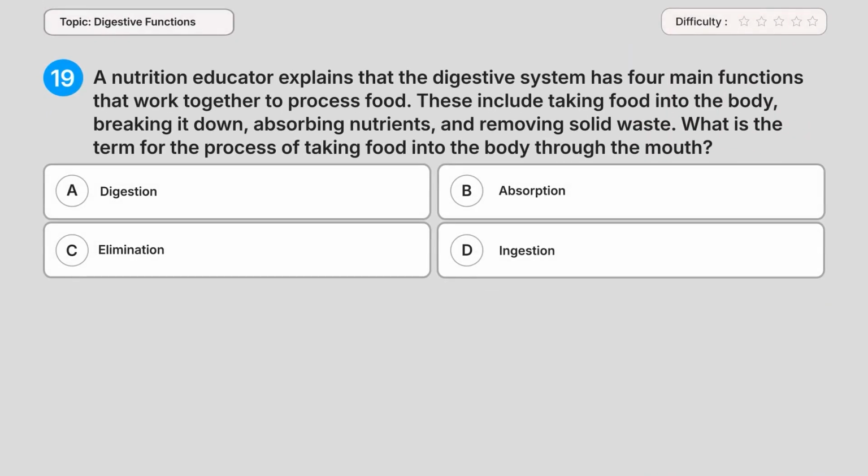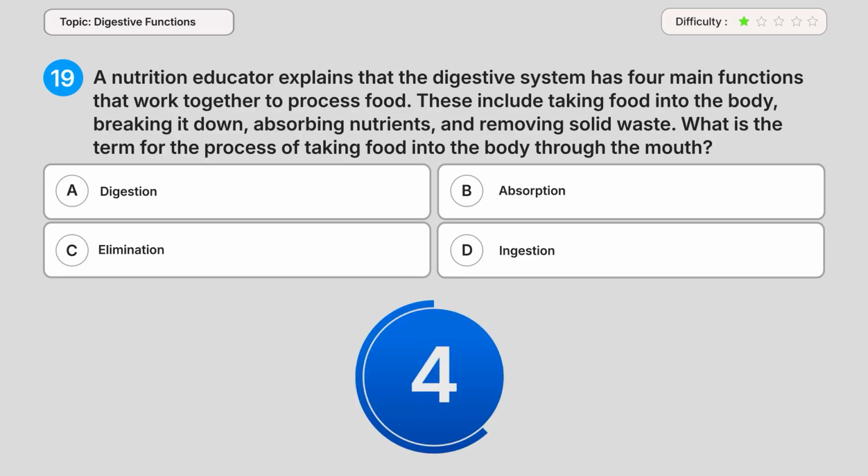19. A nutrition educator explains that the digestive system has 4 main functions that work together to process food. These include taking food into the body, breaking it down, absorbing nutrients, and removing solid waste. What is the term for the process of taking food into the body through the mouth? A. Digestion. B. Absorption. C. Elimination. D. Ingestion. What do you think is the answer?